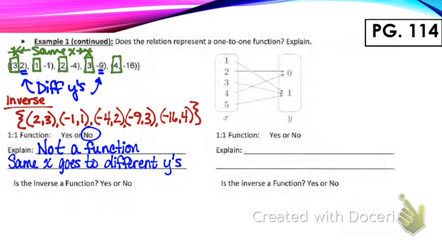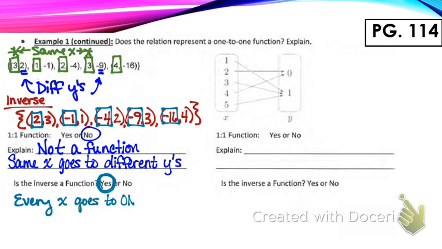I want to know whether or not that is a function. So now we're going to look at all of our new x's. So I have 2, negative 1, negative 4, negative 9, and negative 16. Do any of our x's repeat? No. So as far as we know, every x goes to only one y. So the inverse would be every x goes to only one y.